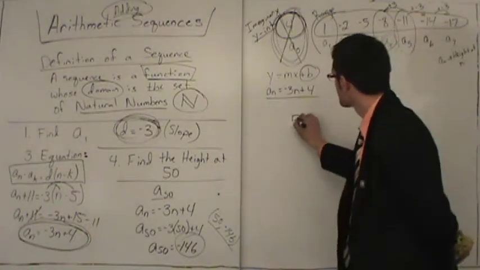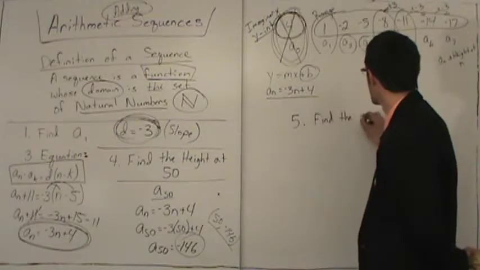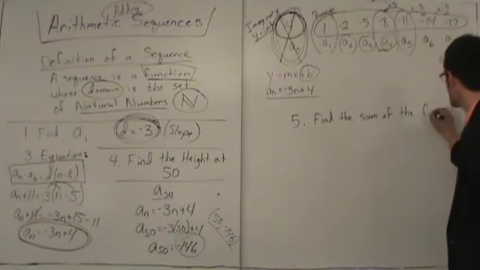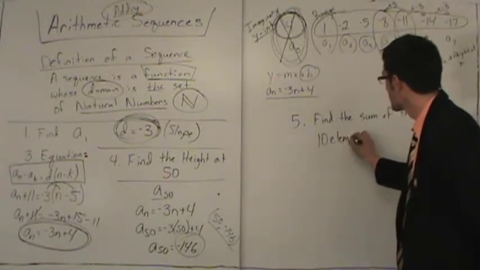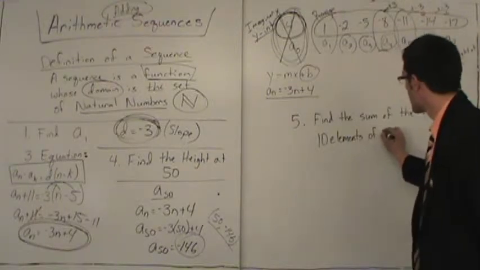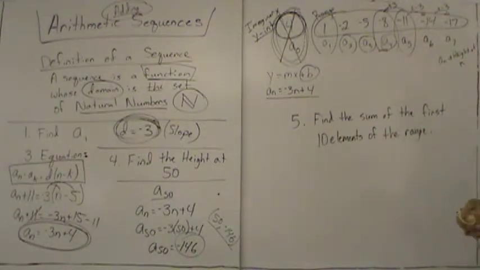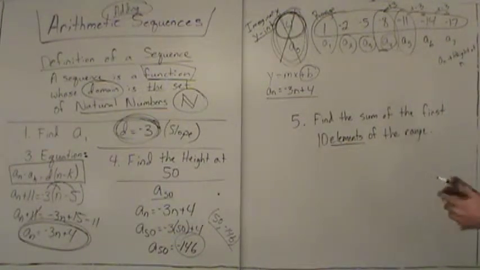Step 5, again, is to find the sum of the first 10 elements of the range. Find the sum of the first 10 elements of the range. Remember, element means number, so we're finding the sum of the first 10 numbers in the range.